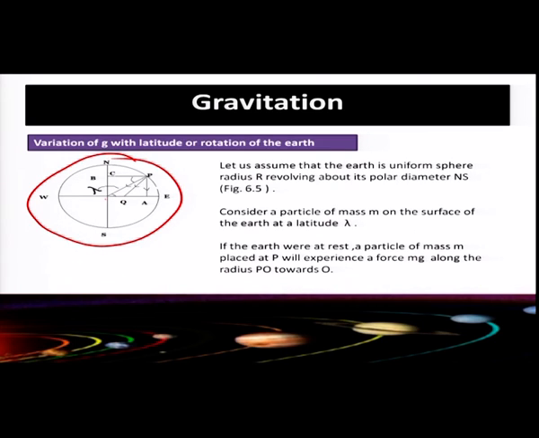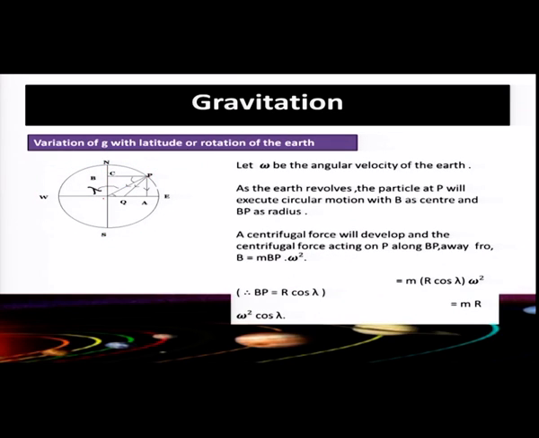So, let r be the radius of the earth revolving about its diameter, and the diameter is north-south. You consider a particle of mass m on the surface of the earth at a latitude lambda. If the earth is at rest, a particle of mass m placed at a point P will experience a force mg along the radius PO towards O.